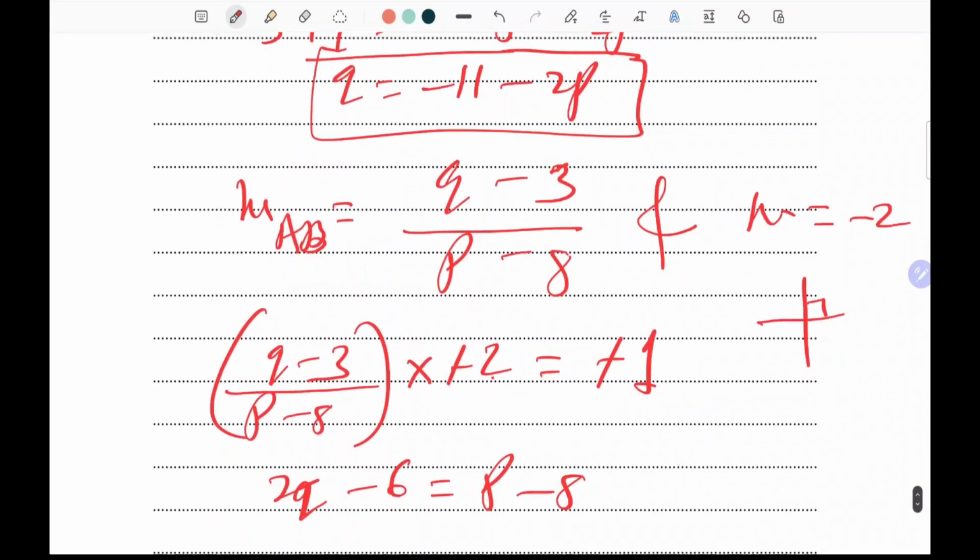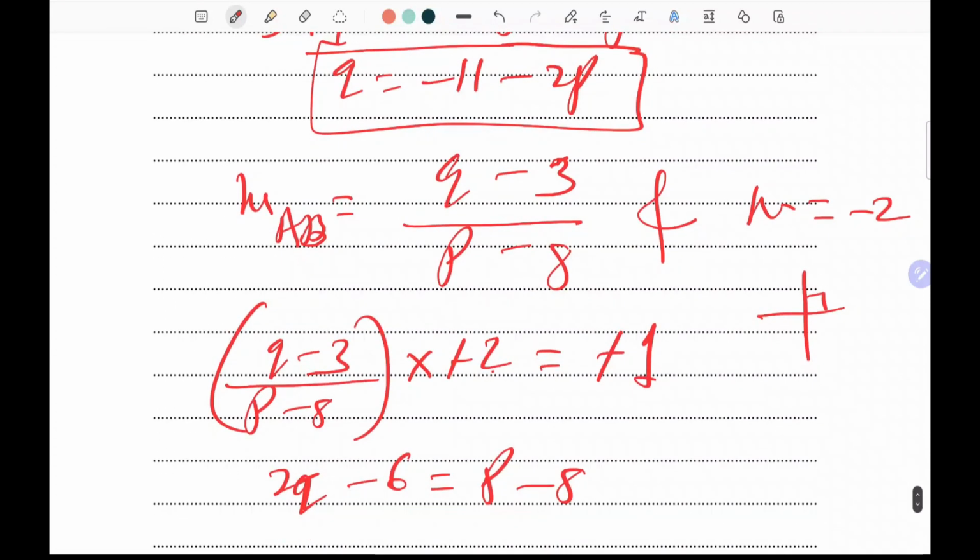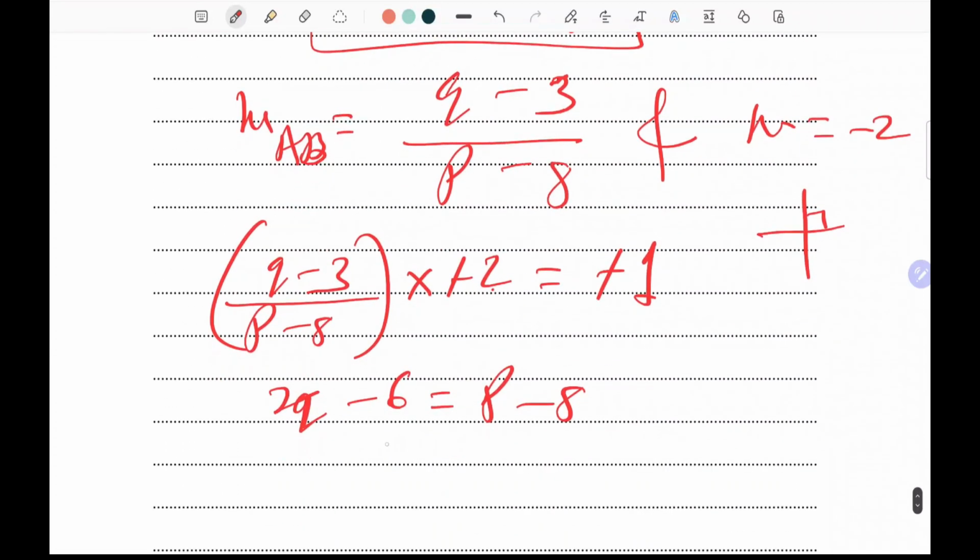So guys, here we can shift this side. So 2q minus 6 plus 8 equals p.